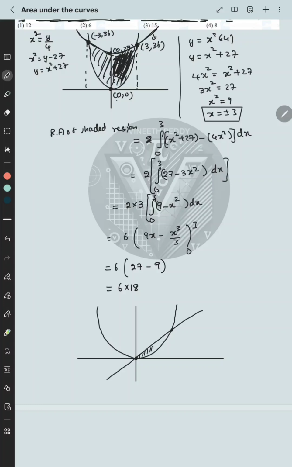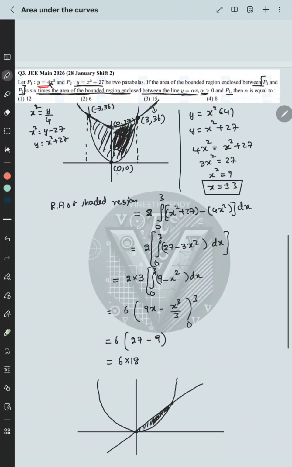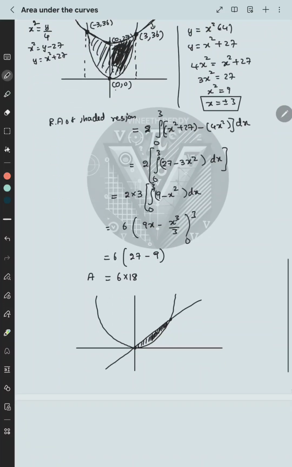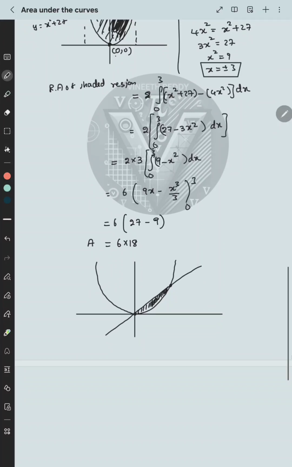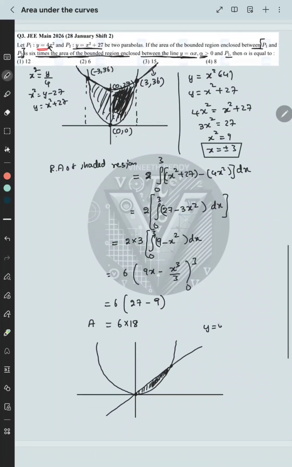Now this region, this area is, I think, अच्छा, alpha is greater than 0, so it should be in the first quadrant only. अच्छी बात है. So what is it telling is, let us say this is A. Okay, now and what will the point of intersection be? One is y is equals to 4x square and the other line is y is equals to alpha x.